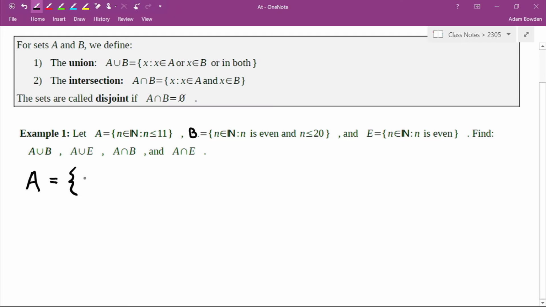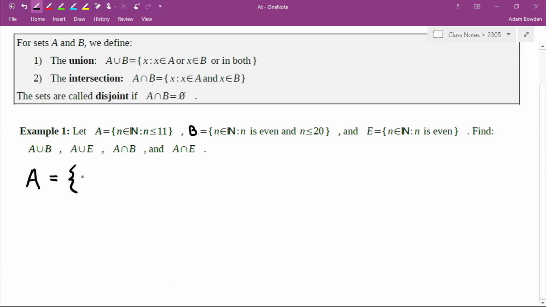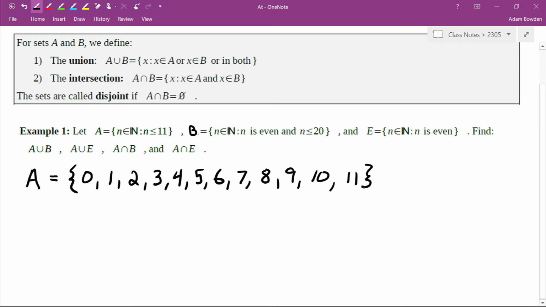So looking at set A, it says it's the set containing all n in the natural numbers such that n is less than or equal to 11. So what that would look like is 0, 1, 2, 3, 4, 5, and it's going to go all the way up to 11. Okay, so that's what set A contains. Set B, it says, is all n in the natural numbers such that n is even and n is less than or equal to 20. So this would contain elements 0, 2, 4, 6, and we're going to go all the way up with even numbers up to 20.